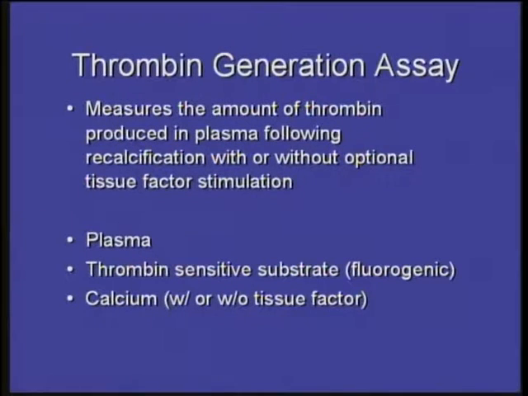So one approach to this is an assay called the thrombin generation assay. What they do is measure the amount of thrombin being produced in plasma following recalcification, with or without an optional tissue factor stimulation. Essentially, you take plasma and add a fluorogenic substrate that measures the amount of thrombin being generated in the sample, and then you add calcium, with or without a tissue factor stimulator, to start things going. We also add a little bit of what's called corn trypsin inhibitor, and this is something that blocks contact activation.